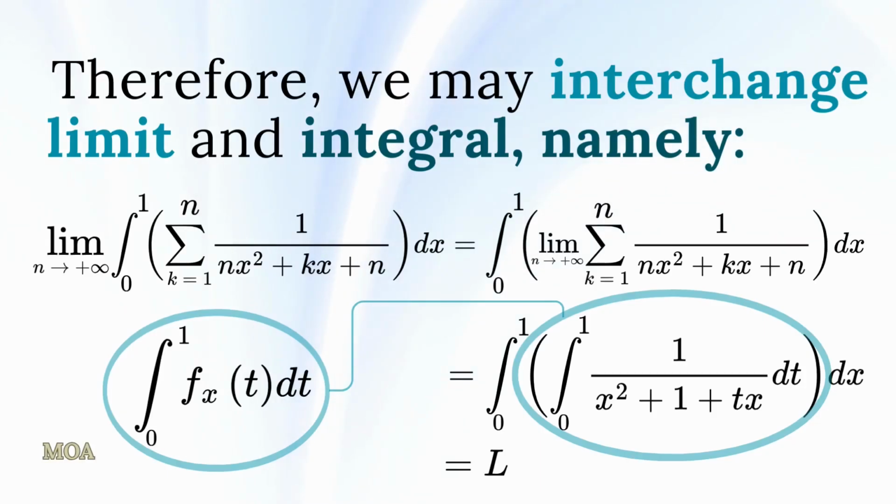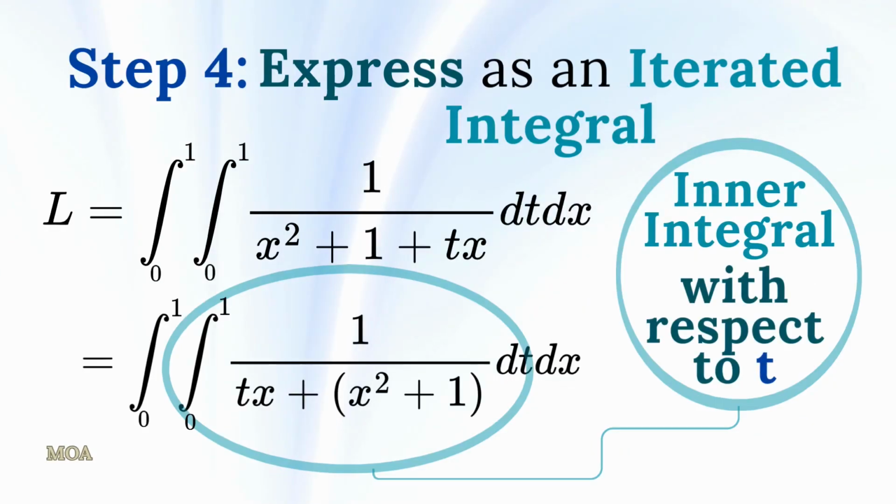But from step 2, we know that for each fixed x, this limit equals the integral from t equals 0 to 1 of 1 over the quantity x squared plus 1 plus t times x with respect to t. Hence, the entire expression becomes the integral from x equals 0 to 1 of the integral from t equals 0 to 1 of 1 over the quantity x squared plus 1 plus t times x with respect to t, then with respect to x. So, by the dominated convergence theorem, we bring the limit inside the integral.